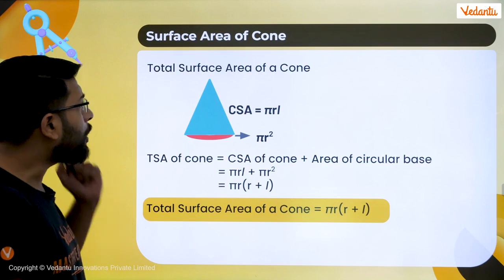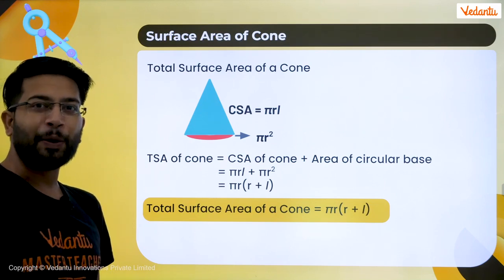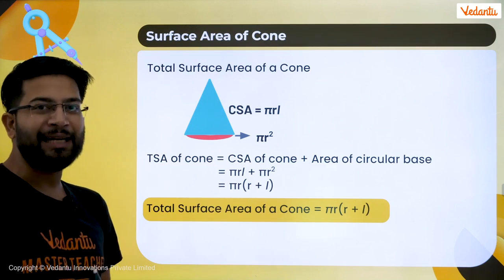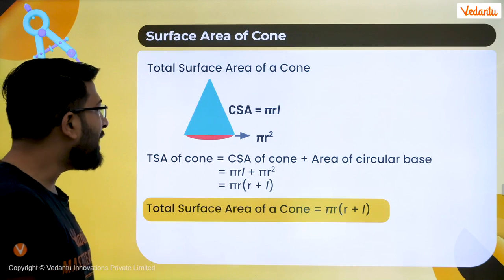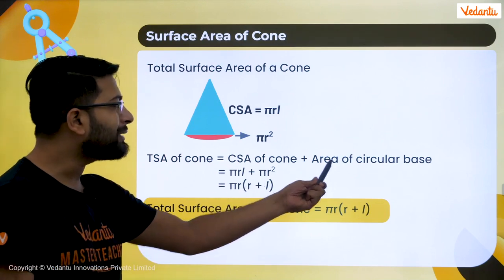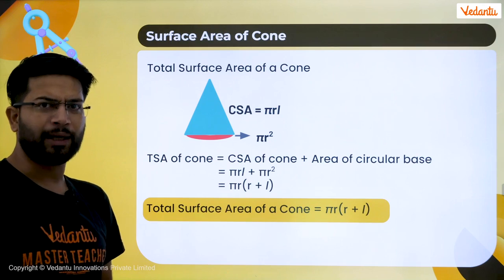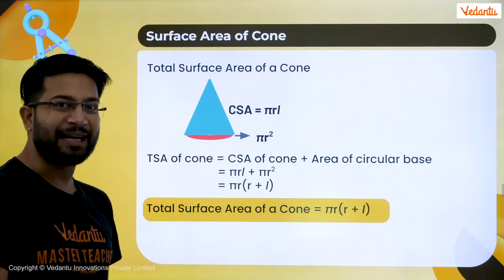Now, if we talk about the total surface area, then in order to find the total surface area, we have to consider the base area of the cone also, which is the circular base. That is why it is CSA of the cone plus area of the circular base: pi r L plus pi r square. I don't think that we have to memorize this formula. We can write them directly.